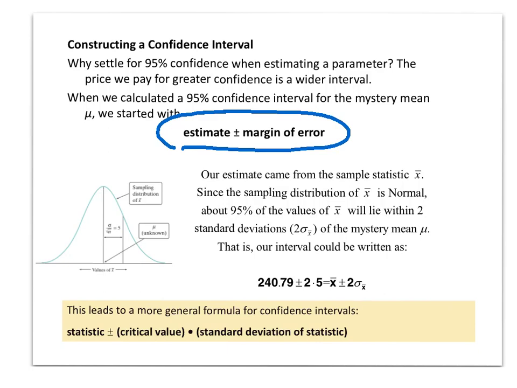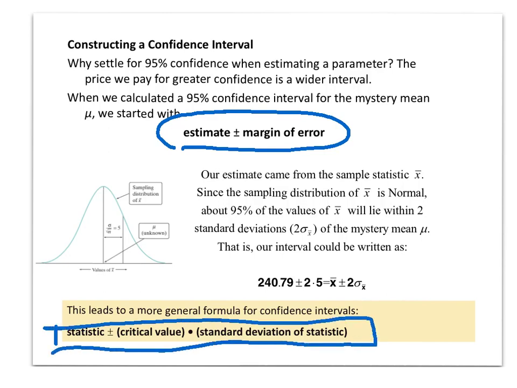So if we were in the magic mean activity, we use as our estimate the 240.79, which is the mean of our sample, and then we added to it 2 standard deviations to the right, which was 2 times 5, and subtracted 2 standard deviations to the left, which was subtracting 2 times 5. And this leads to a more general formula: it's our statistic that we get from our sample, plus or minus the critical value, which is the number of standard deviations above the mean or below the mean that we want to be, times the standard deviation of the statistic. This is the formula we're going to use to create all of our confidence intervals. So please include this on the note sheet for a general formula for confidence intervals.